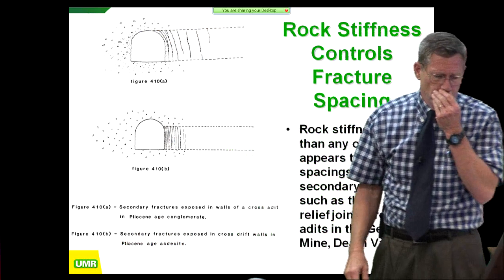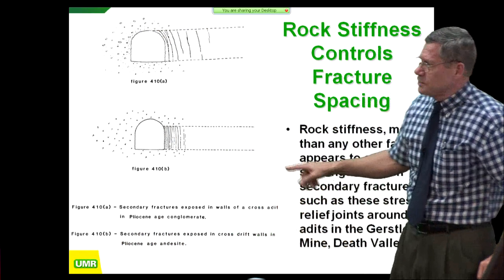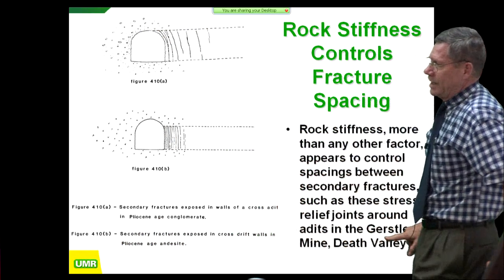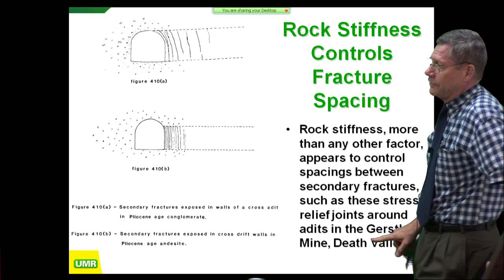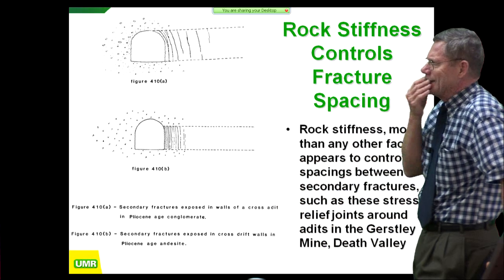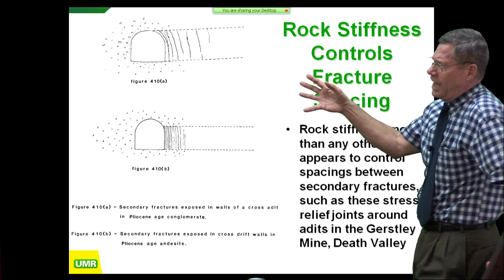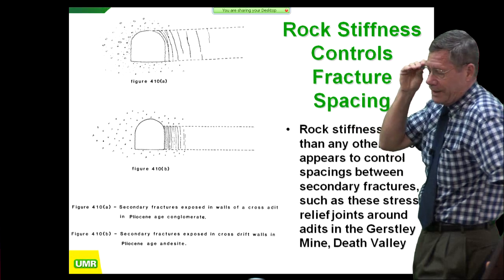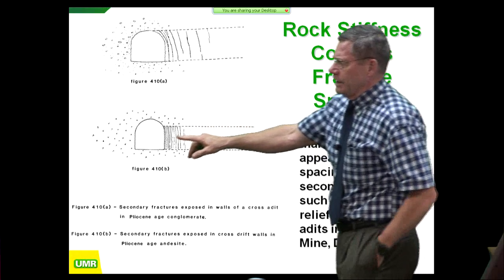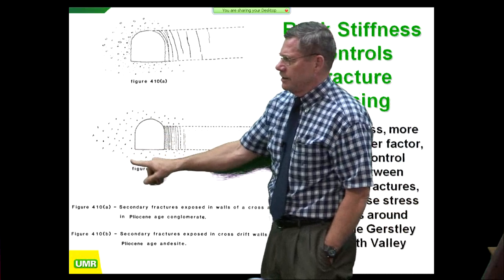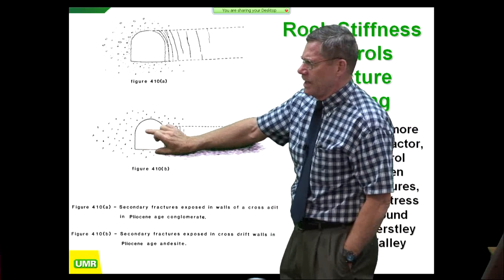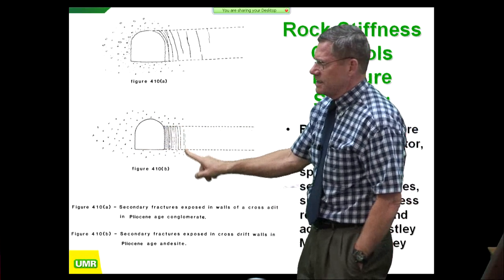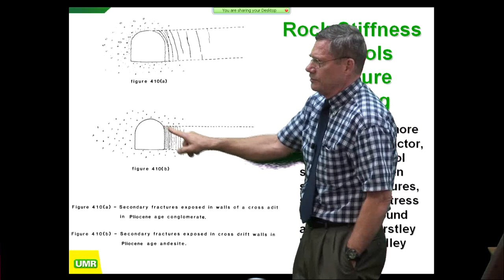Okay. Well, one of the things I noticed when I was working in the Gersley mine, my first job out of college, working for Rio Tinto Zinc, U.S. Borax, we go into this mine. It had closed down in 1925. And when we were in the andesites on a main gangway and we hit a crosscut, I would see this kind of fracture pattern. I drew them in my notebook.